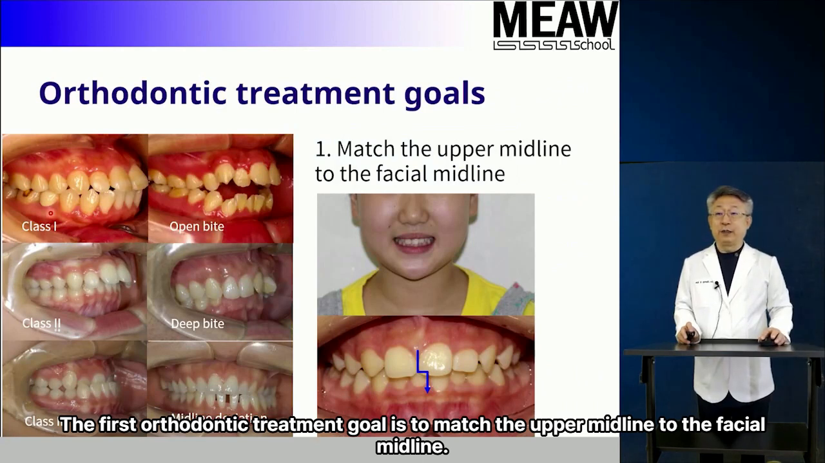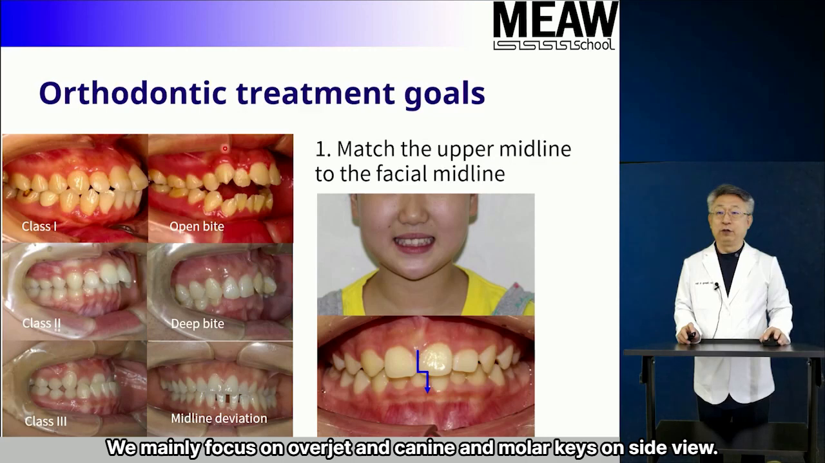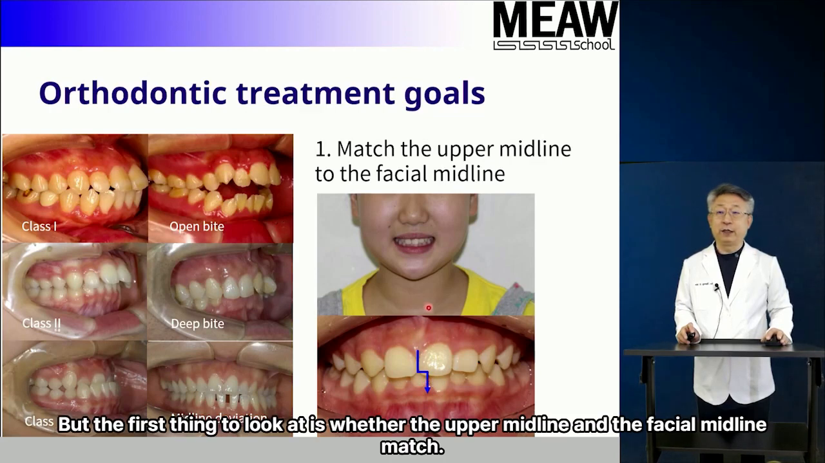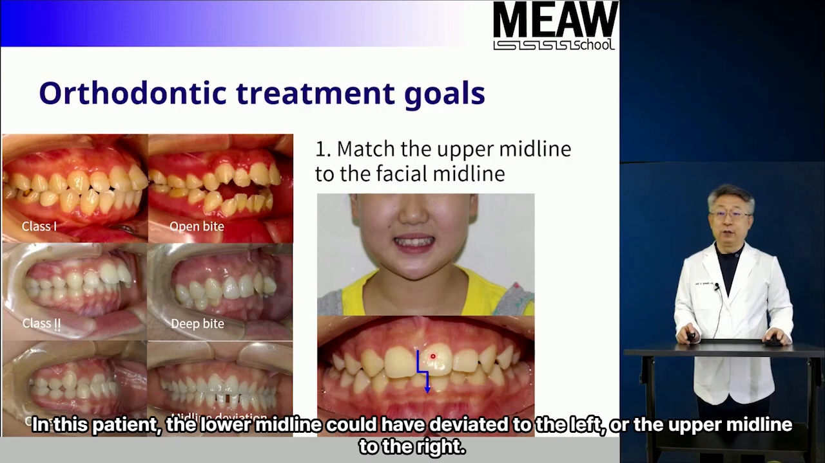The first orthodontic treatment goal is to match the upper midline to the facial midline. We mainly focus on overjet and canine and molar keys on side view. But the first thing to look at is whether the upper midline and the facial midline match. In this patient, the lower midline could have deviated to the left, or the upper midline to the right.